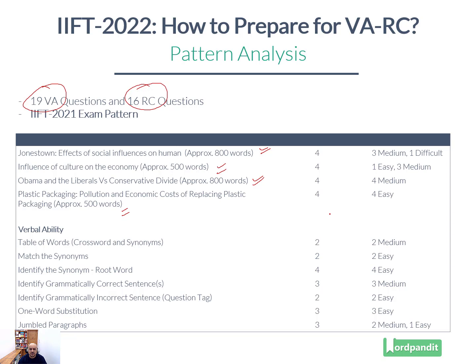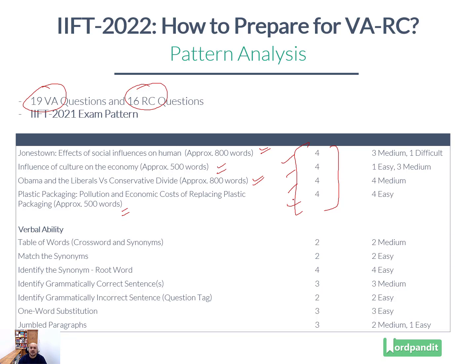Why do I say so? Because the level of the questions is not that challenging. In fact, if you look at these 4 RCs, and if I give you sufficient time to solve each of these RCs, you will be comfortably able to solve all these RCs. But within the given time limit to solve these RCs, especially the 800 words ones, gets really difficult.